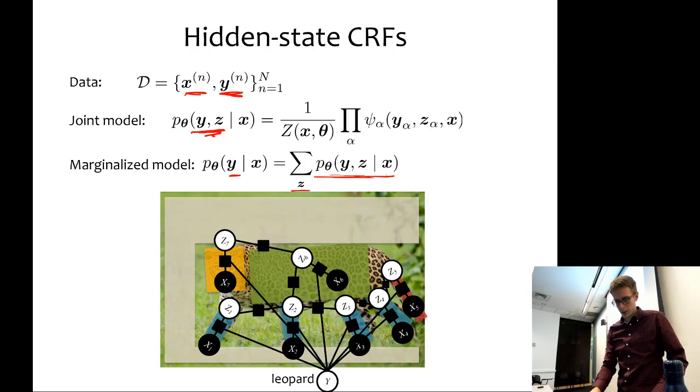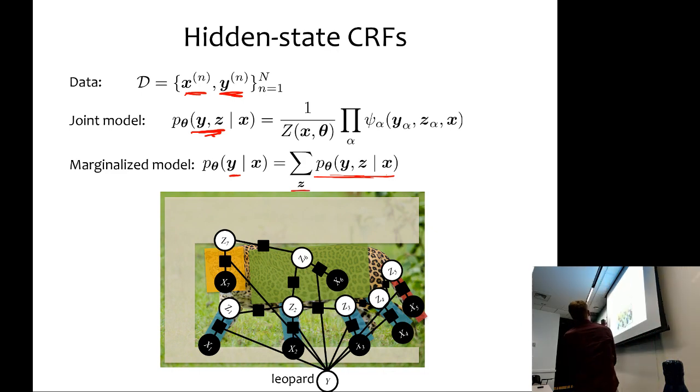Go back to the factor graph. Here's what it looks like. So we observe the x's, and then we run something like Gibbs sampling or variational inference. And we can get back estimates for those marginal probabilities that we need to train this thing.